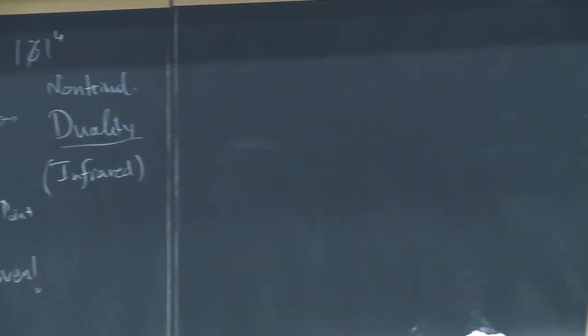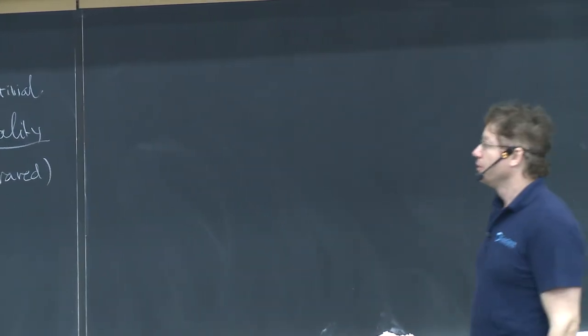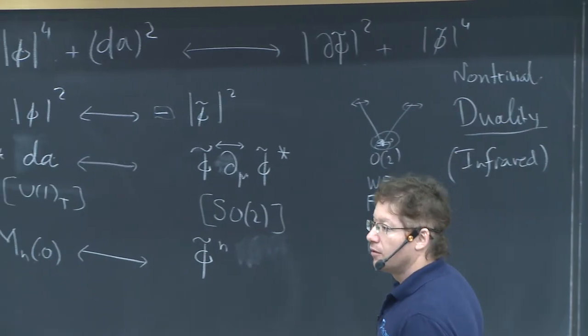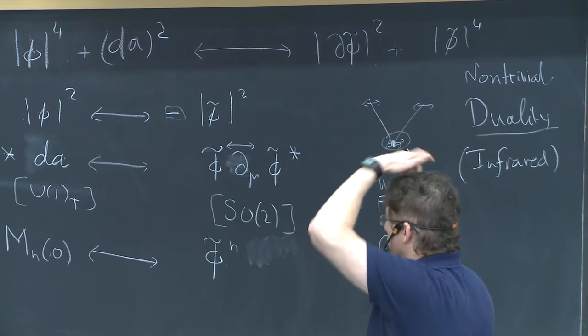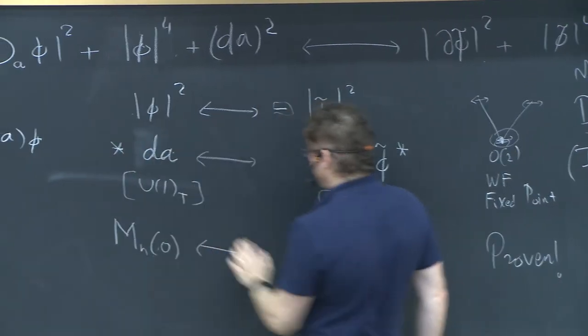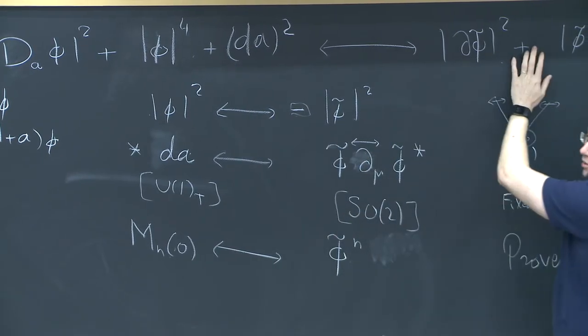Okay, very good. Based on the duality, can you guess the form of the monopole operator? Say again. Based on the duality, can you guess the form of the monopole operator? The form of the monopole operator. So the statement is that if you add a monopole operator here, it's the same as adding this operator here.